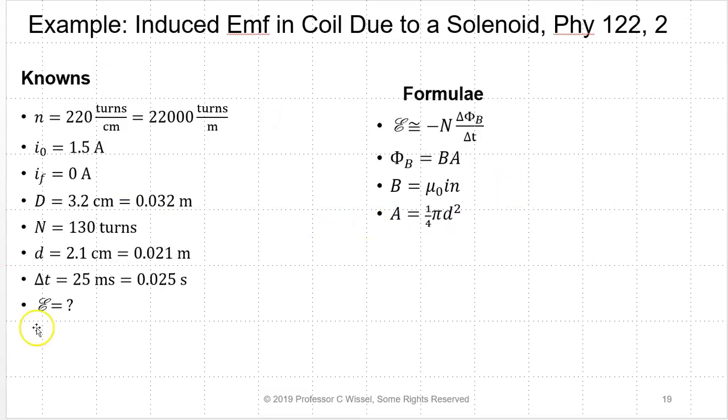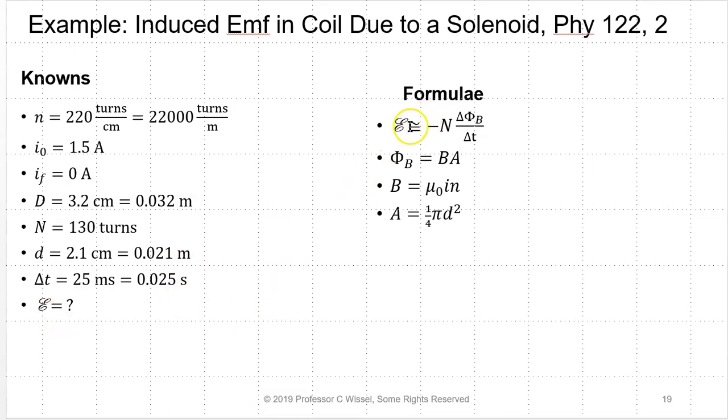If you're an algebra-based Physics 122 student, please land right here. The knowns on this are 220 turns per centimeter. We convert that to SI: 22,000 turns per meter. The initial current is 1.5 amps. The final current is 0 amps. The diameter of the larger coil, converted to SI, is 0.032 meters. The number of turns in the smaller coil is 130 turns. The diameter of the smaller coil is 0.021 meters, and the time lapse is 0.025 seconds. You want to know the EMF.